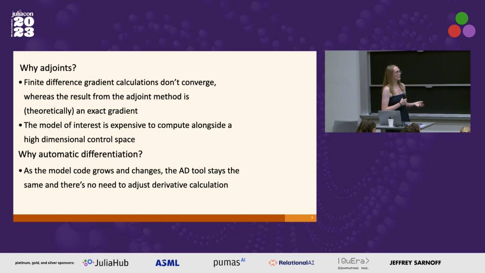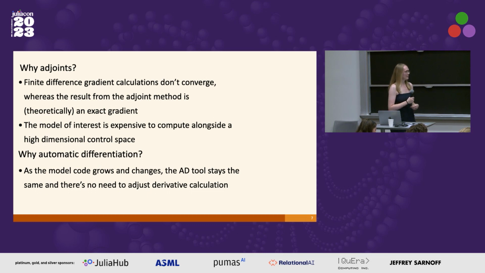The adjoint method also really shines in instances where the model of interest is very expensive to compute alongside a high-dimensional control space. What do I mean by this? I mean that my forward run is very computationally intensive, and the derivative that I want to compute could be with respect to an initial condition. This initial condition can live on a 100 by 100 grid, which would be theoretically 100 squared different finite difference gradient calculations that I would need to do. In instances like this, the adjoint method will compute all of those for us simultaneously.